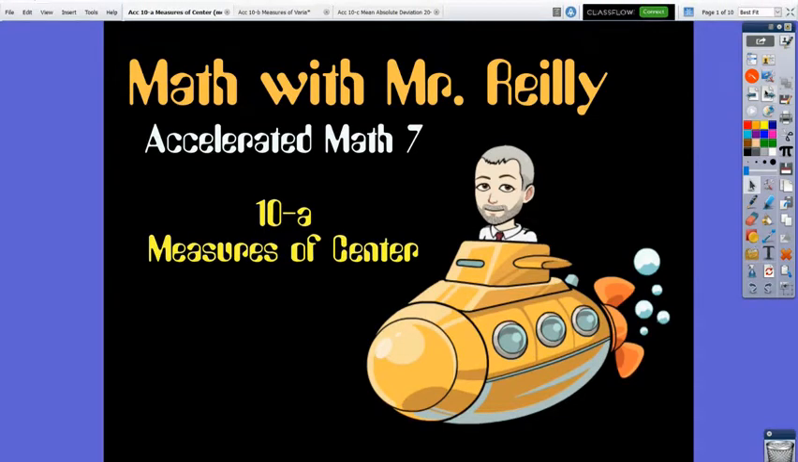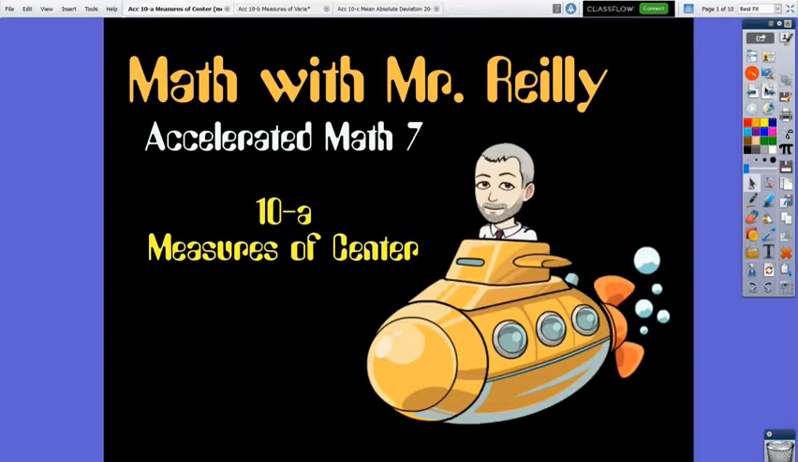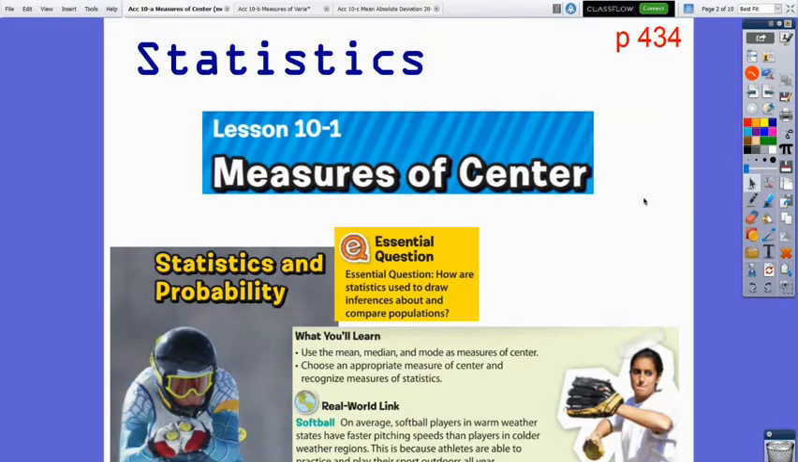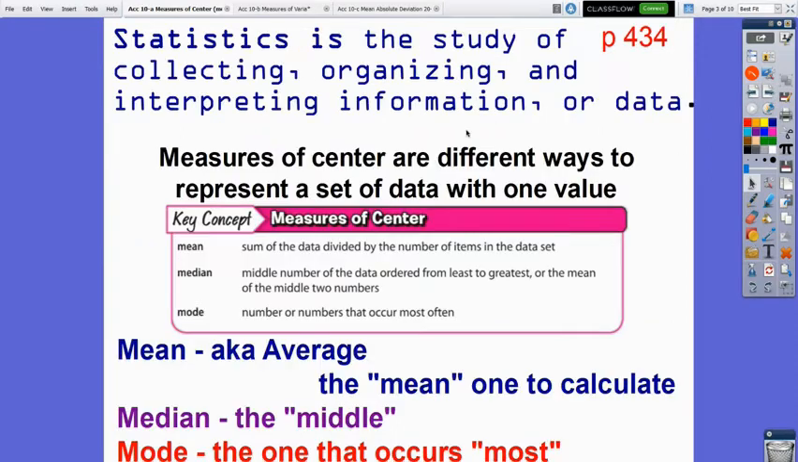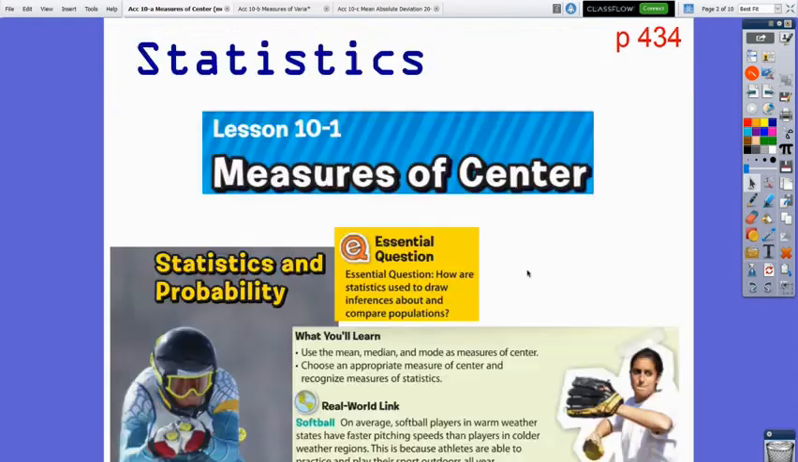Hey, Mr. Riley here with 3 topics on statistics. You will need a calculator and a piece of paper for the example problems here as we go through these different ways to analyze data.